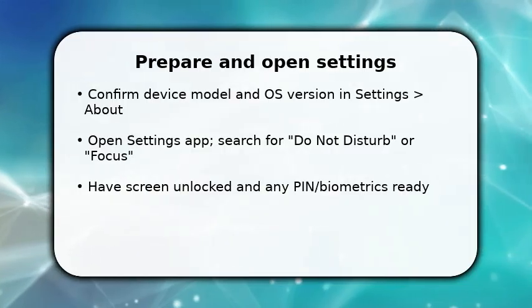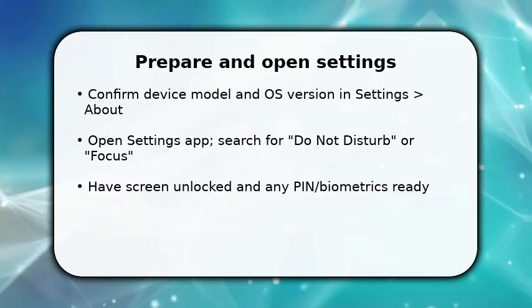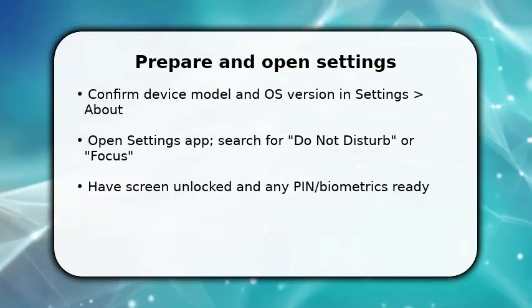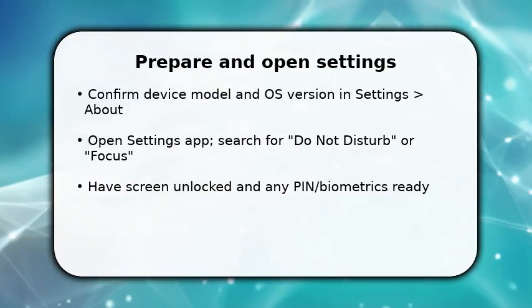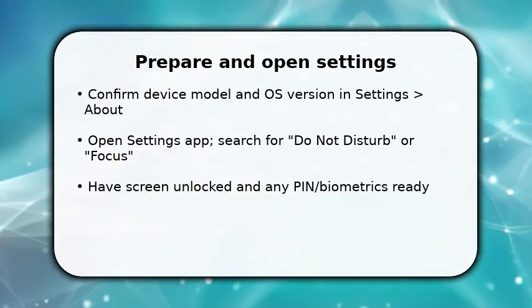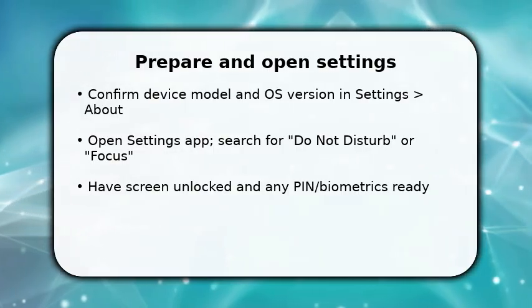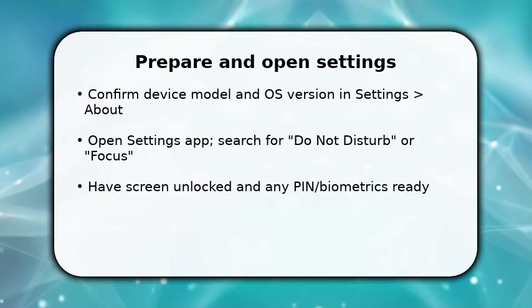Make sure your screen is unlocked and you can authenticate if prompted. This first step ensures you land in the correct control panel quickly. If you see a toggle at the top, you're in the right place. Prepare to adjust rules and scheduled times next.